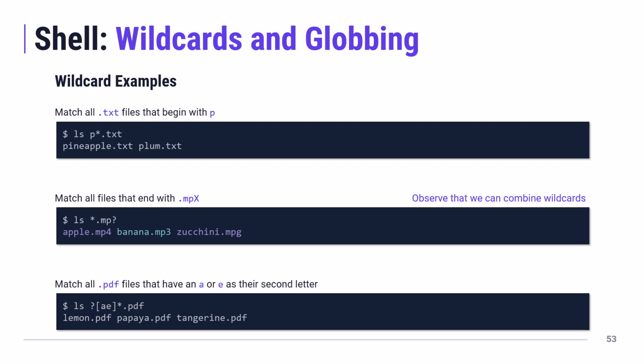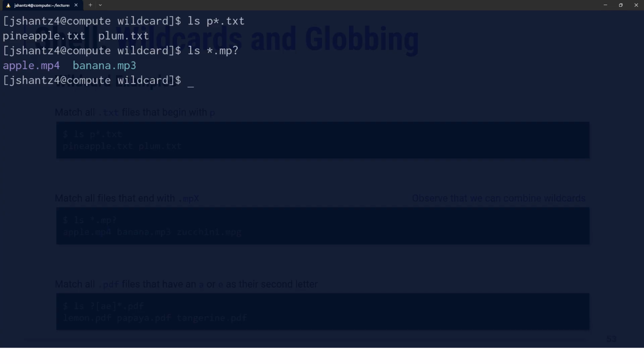If we want to match all PDF files that have A or E as their second letter, so I would want to say, all right, anything for the first letter, we would have A or E as the second letter, so in square brackets, and then star, and then .pdf. Okay, and this has an E as its second letter, an A, and an A. And they all end with PDF.